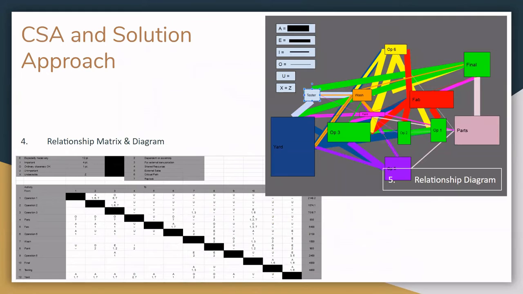This brings us to our relationship matrix and diagram. With representatives from the company, we use the relationship matrix and diagram as a planning tool for analyzing, displaying, and finalizing relationship data between departments. This was then used in determining our future state design ideas.